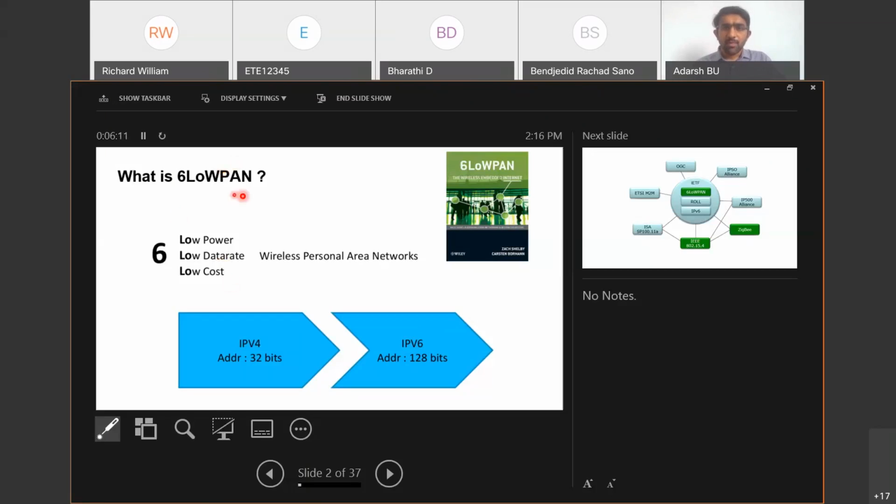So this is the 6LoWPAN stack, which offers lower power devices, low data rate, and low cost devices. And there's an image that I have taken from the author Zach and Castin. This is a very interesting book, and the PDF is available. If anyone wants, they can look into it. This is the first book on 6LoWPAN, and it's very interesting. He explained each protocol, layer by layer.